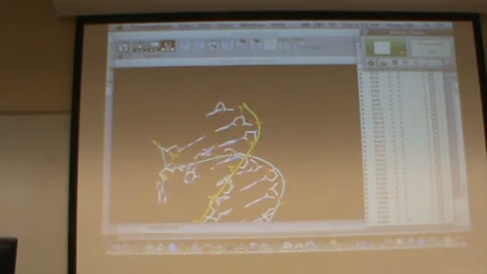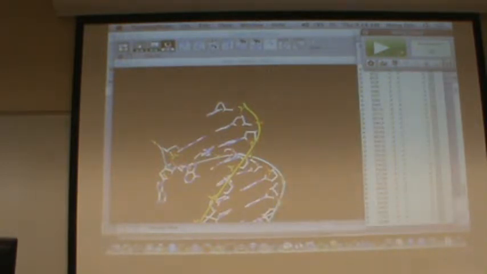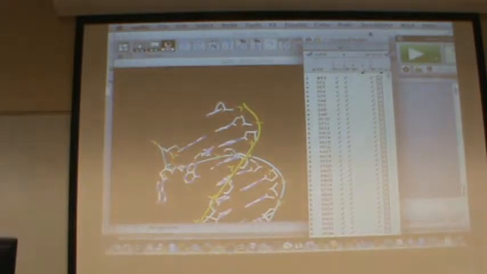Let's see. B. There's a C. What does C mean? Okay, good. So most of you agree it's 3 prime. That's funny. So actually, yeah, it should be 3. Let me double check. On this control panel, those are actually the sequences, from 5 prime to 3 prime.